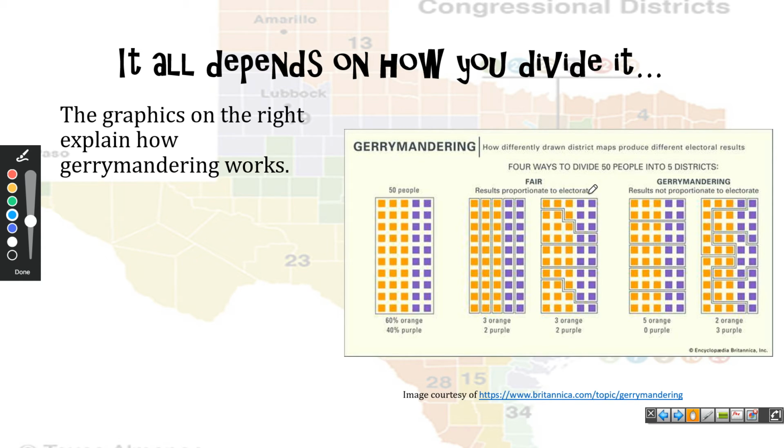So when it's all said and done, 3 of these districts have a majority of orange party voters, and 2 of the districts have a majority of purple party voters. So you would expect that when election day rolls around, they're going to elect 3 members of the orange party and 2 members of the purple party to represent them in Congress, which, if you go back here, when you're just counting before we divide it up, is what you would have expected: 60% for orange, 40% for purple. So both of these districts come out as you would expect them.